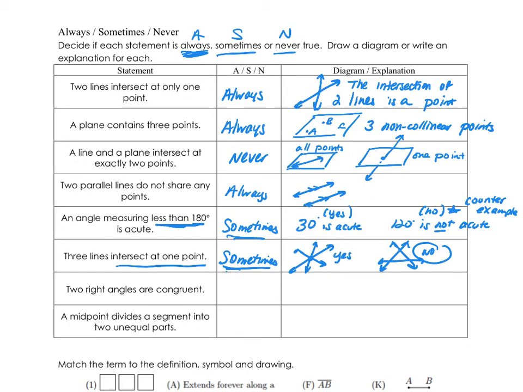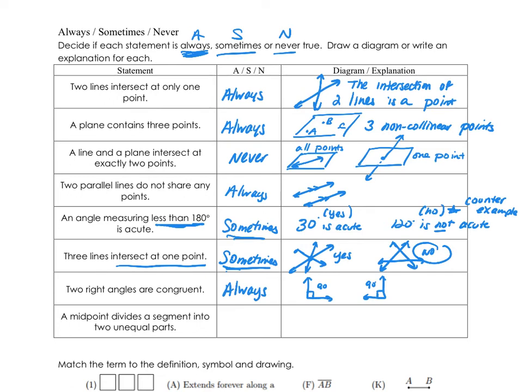The next one says two right angles are congruent. So if this is a right angle, its measure is 90 degrees. If this is a right angle, its measure is 90 degrees. This is always true. Right angles are always congruent.